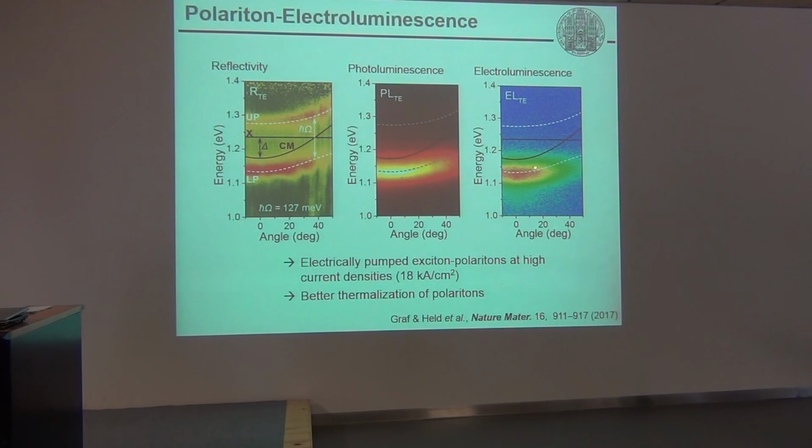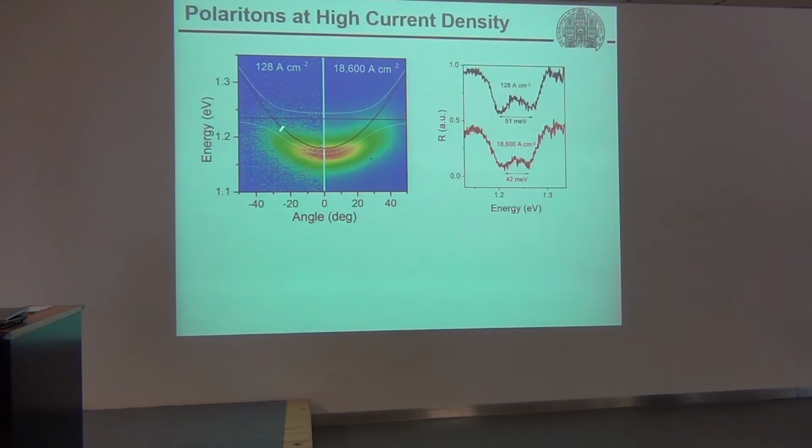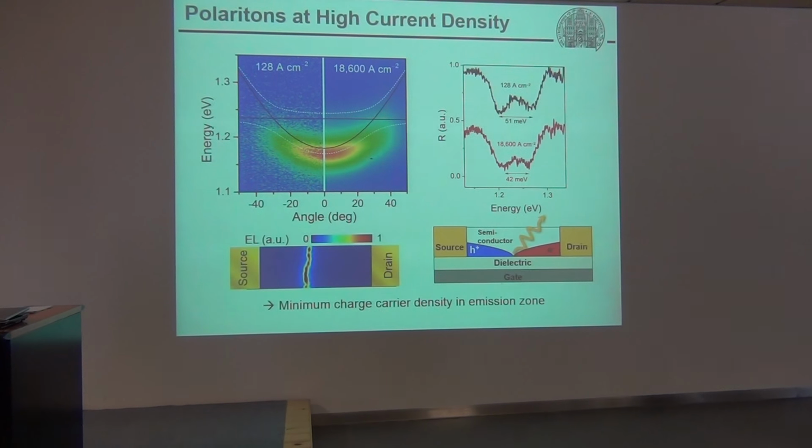And we also can look at the thermalization of the polaritons, which is important if you want to go to condensation, and they actually thermalize better than the optically pumped ones. We're also not sure what the reason is, but of course the creation of the exciton polaritons is different when I create them electrically from optically pumping them. Very briefly, here you see that the emission essentially doesn't change whether you work at low or high current density, and this probably has to do with the fact that the charge carrier density is minimum here.